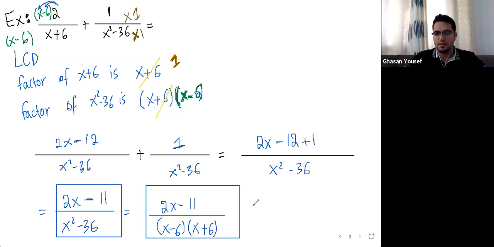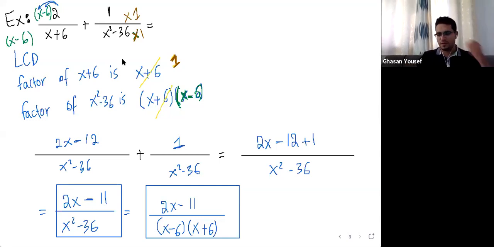Here I get a question. Is it not 2x minus 12? Yes, it's 2x minus 12. Joel, it's 2x minus 12, because 2 times x is 2x, and 2 times minus 6 is minus 12.